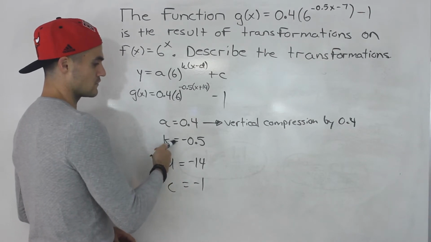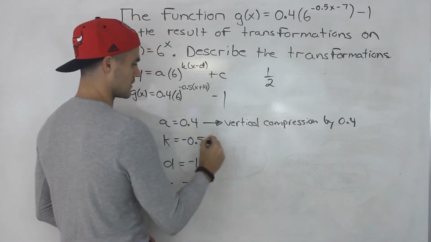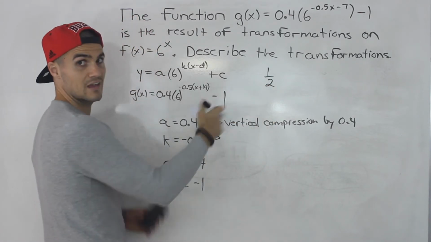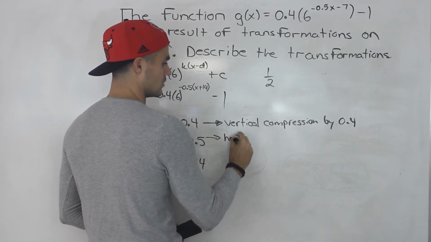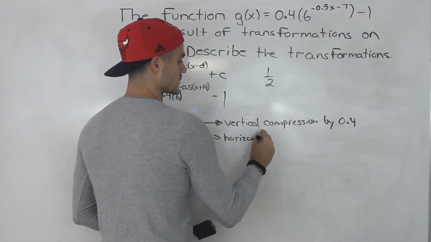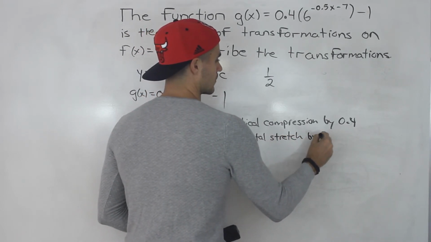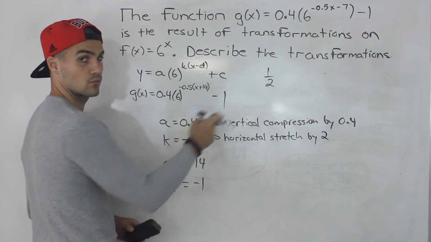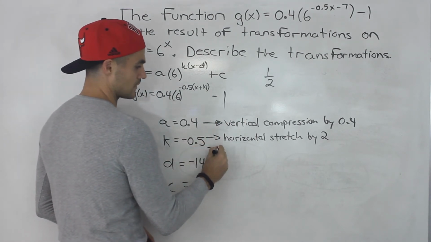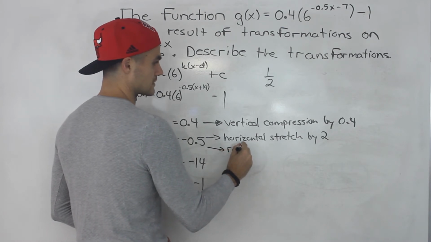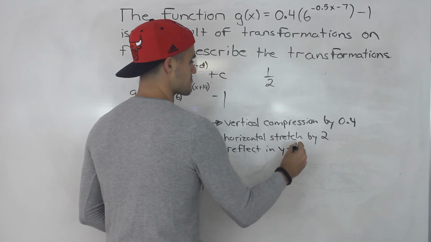Then we've got a k value of negative 0.5, so 0.5 is the same as 1 over 2. So we got to flip that k value when we're describing the factor in words. So we have a horizontal stretch by 2. Right? The reciprocal of 0.5, or the reciprocal of 1 over 2, is just positive 2. And because it's a negative here, we also have to reflect in the y-axis.